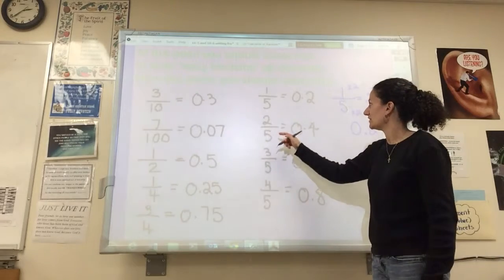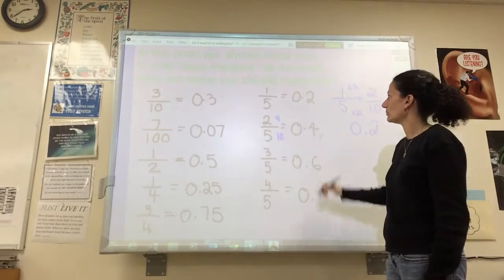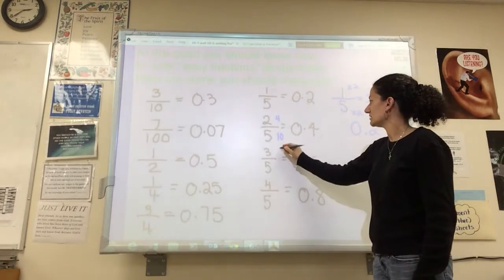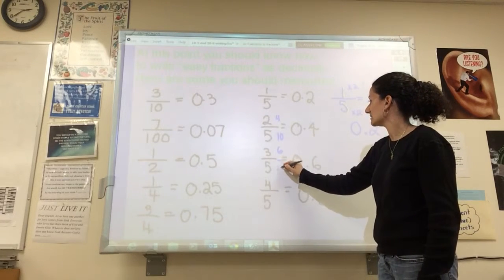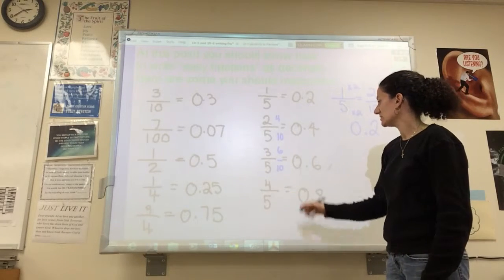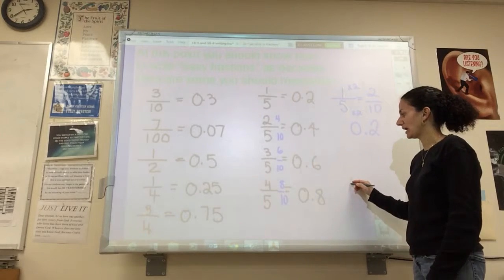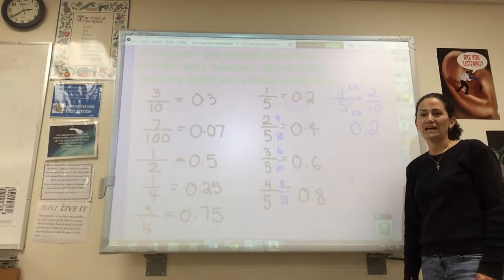Just like 2/5 is also the same as 4/10, so it's 0.4. 3/5 is the same as 6/10, and that's why we write the decimal as 0.6. 4/5 is equivalent to 8/10, and that's why we write the decimal as 0.8.